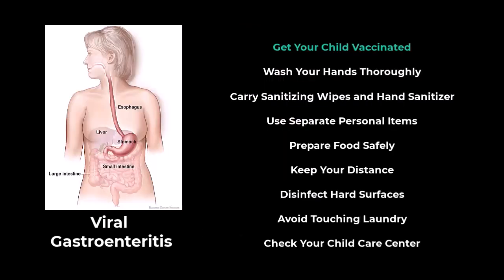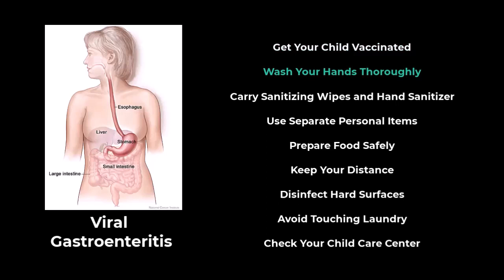Get your child vaccinated. A vaccine against gastroenteritis, caused by the rotavirus, is available in some countries, including the United States. Given to children in the first year of life, the vaccine appears to be effective in preventing severe symptoms of this illness. Wash your hands thoroughly.